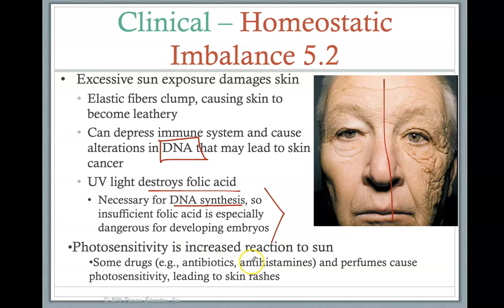And then photosensitivity is just our increased reaction to the sun. So there are certain drugs, you guys have probably all been on antibiotics, where they're like, don't spend a lot of time out in the sun. Again, because it just increases your sensitivity to sun damage. Okay, antihistamines can do this as well. And they cause this photosensitivity, which oftentimes ends up giving you what we call these sun rashes.